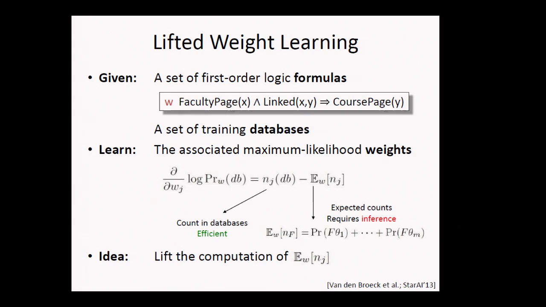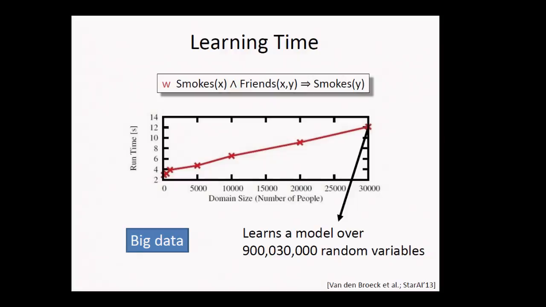So the idea is very simple. Just plug in lifted inference into the computation of this expectation. It's an almost trivial idea, right? And this is what you get. So a very simple MLN, just to show you what the trend is. You want to learn the weight of this rule that says that smokers are more likely to be friends with other smokers, and you learn from increasing data. So the number of people in your data set is going to increase from 0 to 30,000.